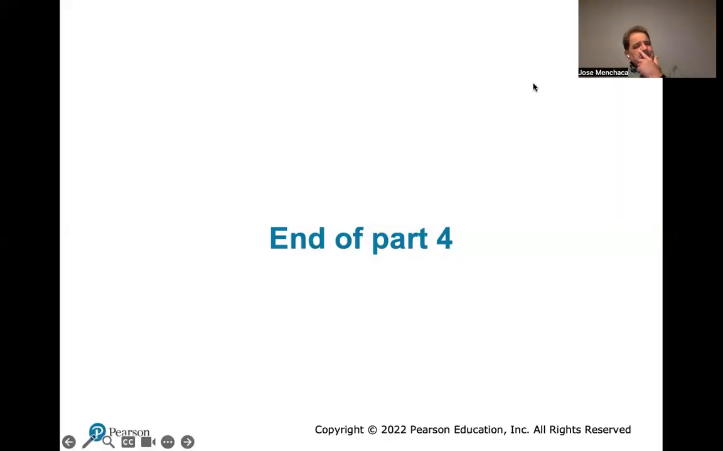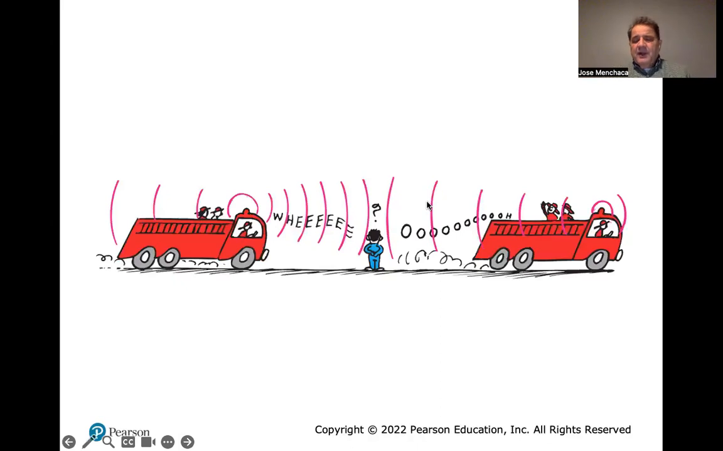Okay, we're in the last section of chapter 19, and we're going to talk about the Doppler effect and bow shocks. We've all had this experience.